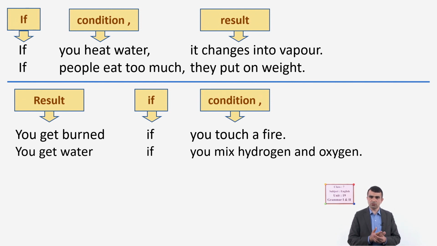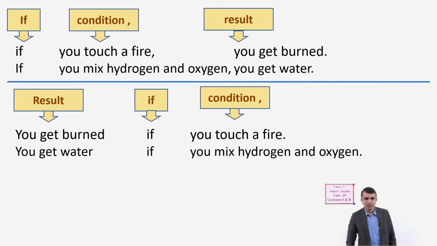Are they two different structures? What do you think? Can you write the same thing in this structure? Can you write the first structure with this structure or not? The first sentence is, if you heat water, it changes into vapor. Can you write the same sentence with this structure? Writing the result first? Yes, of course you can. Now see here. Here, if you touch a fire, you get burned. If you mix hydrogen and oxygen, you get water.